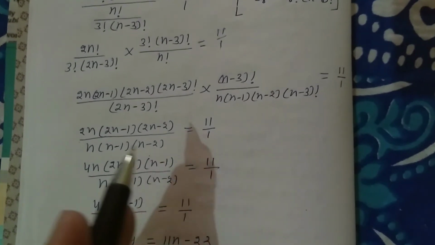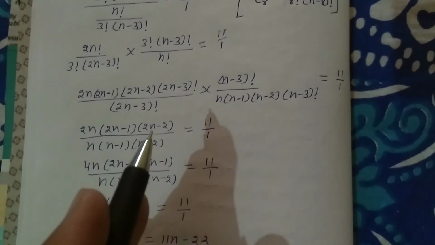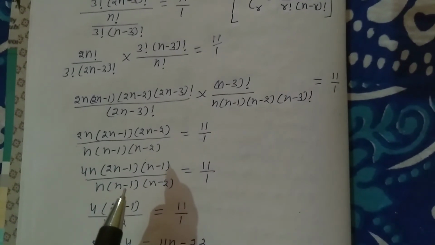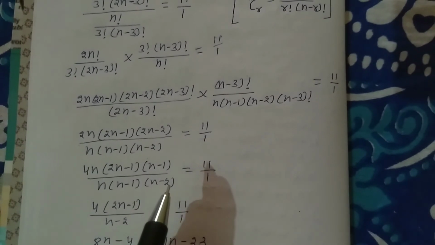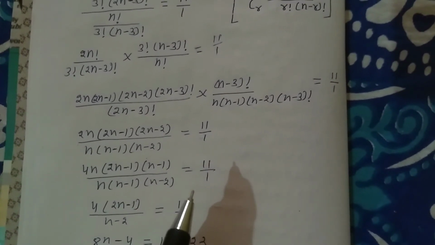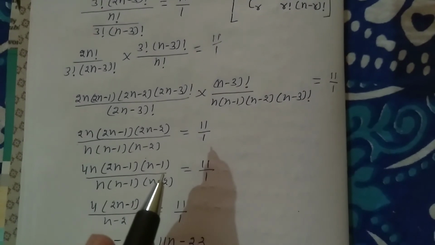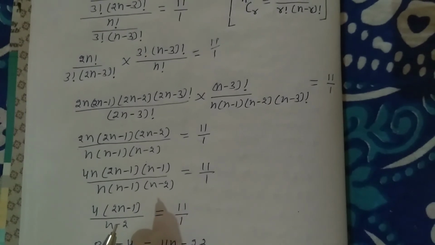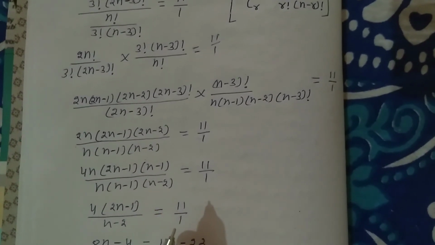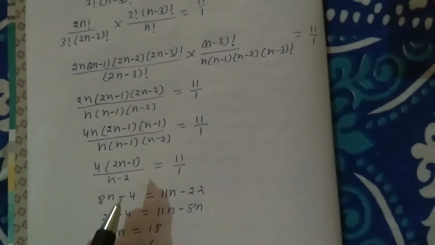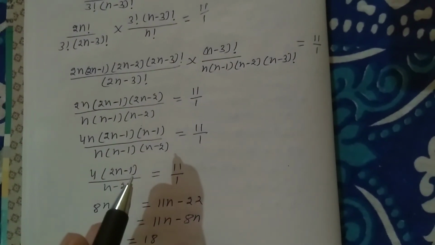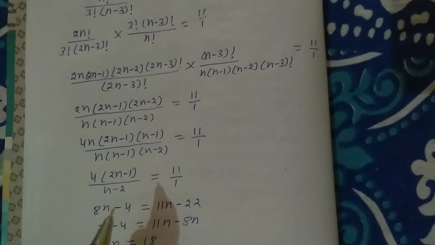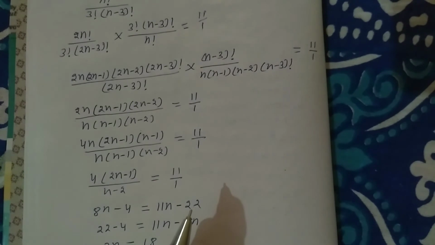n cancels with n, and take 2 common. So 4n(2n minus 1)(n minus 1) upon n(n minus 1)(n minus 2) is equal to 11 upon 1. (n minus 1) cancels with (n minus 1), and n with n. So 4(2n minus 1) upon (n minus 2) is equal to 11 upon 1. This term multiplies with 11, and 4 multiplies inside the bracket. So 8n minus 4 is equal to 11n minus 22.